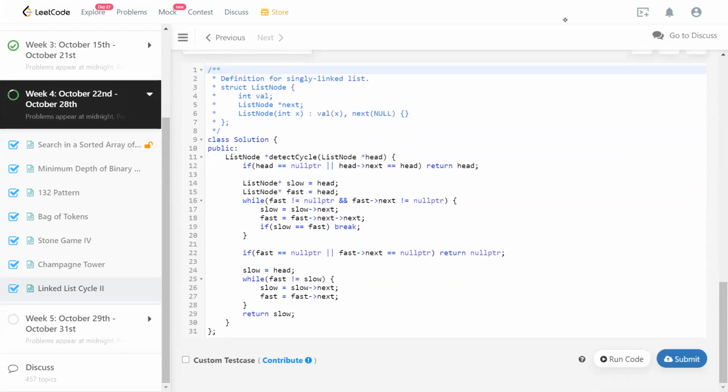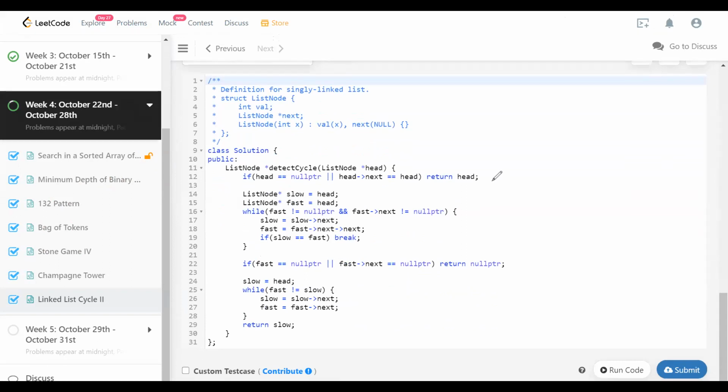So here I have handled some base cases. In the beginning, if head is pointing to null, or head is pointing to itself, that means it's a cycle of length 1. In both of these cases, head is the answer. And as usual, I'm going to start fast and slow, both of them at head itself. Either fast is going to be null or fast of next is going to be null, that is when we want to stop.